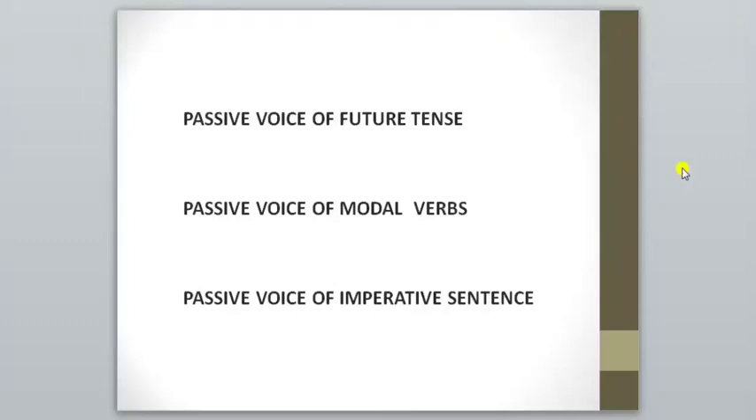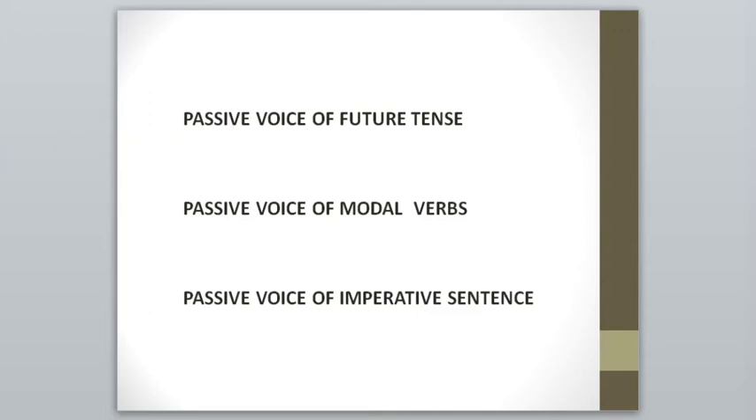Myself Aparna Kulkarni. Today we are going to see the third part of passive voice. In this part we are going to learn passive voice of future tense, passive voice of modal verbs and passive voice of imperative sentences. And after this third part, this topic, passive voice will be completed. Let us see passive voice of future tense.